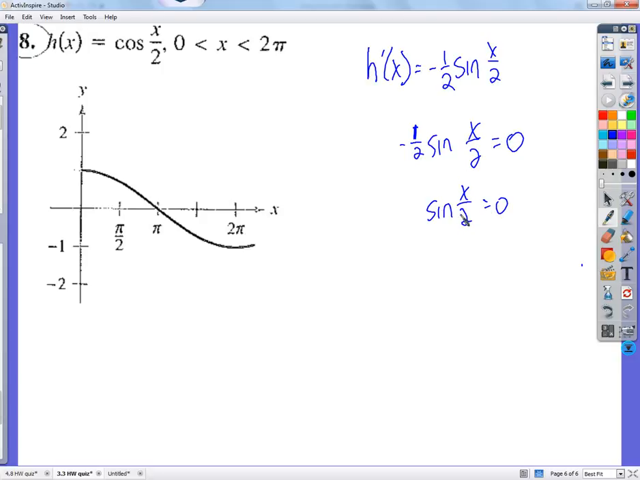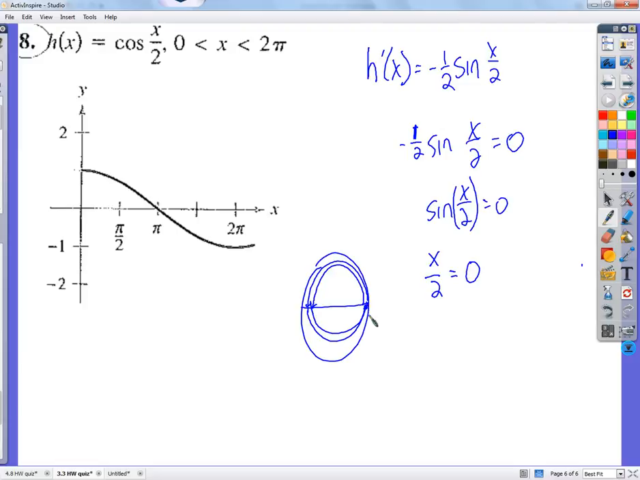We're looking for angles. The value inside these parentheses, x over 2, has to be an angle such that the sine of that angle is 0. So this quantity in the parentheses needs to equal what values have a sine of 0? 0, pi, 2 pi, 3 pi, 4 pi.